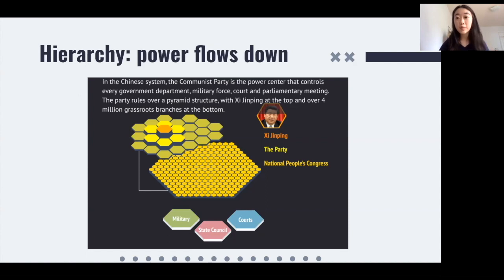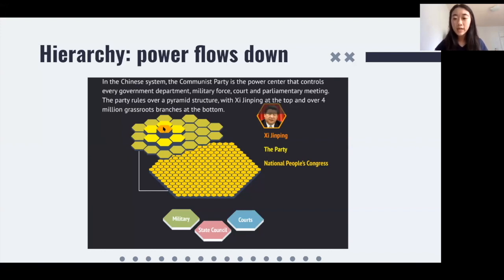Whereas in America, you can only be president for 2 terms or 8 years. So his power is very entrenched. And so if you look at this graphic here, you'll see how it's kind of structured like a pyramid. So at the very top, this orange circle represents Xi Jinping, the leader of China and the general secretary of the Communist Party.